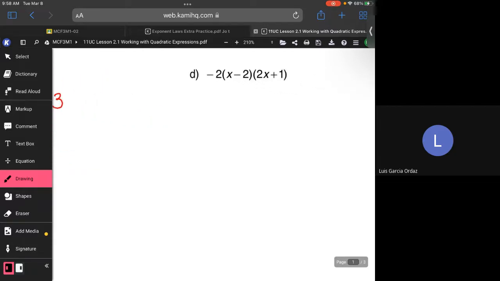So D, I have negative 2 times x minus 2 times 2x plus 1. So there are two ways of doing this. Okay. I want to see which way you guys would start this problem. Would you want to FOIL first and then distribute, or distribute first and then FOIL? Okay, we'll distribute first. That's fine.